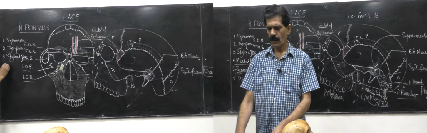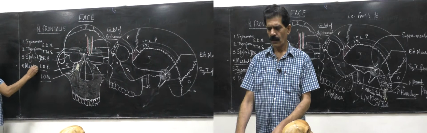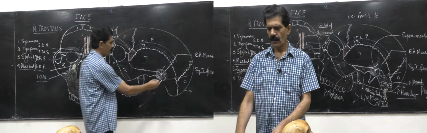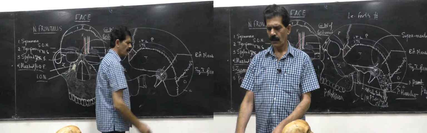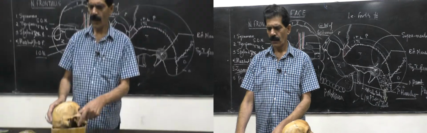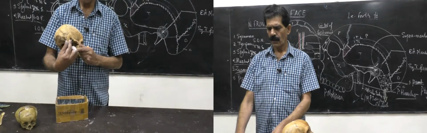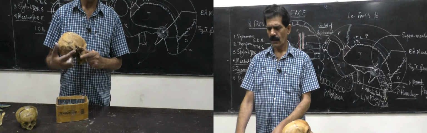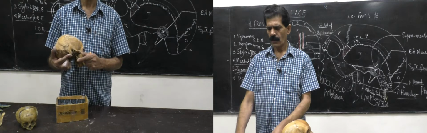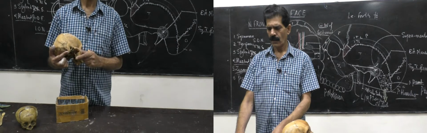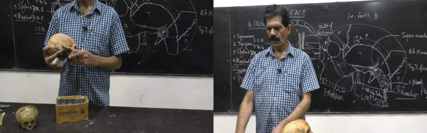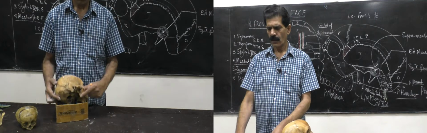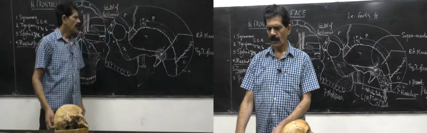Then the fourth part is called the mastoid part. The mastoid part is the posterior lower part of the temporal bone. It is pointed forward and downward, and pointed. It is called mastoid because it resembles the nipple of the female breast. The female breast nipple is called the mastos; the word is derived from that.